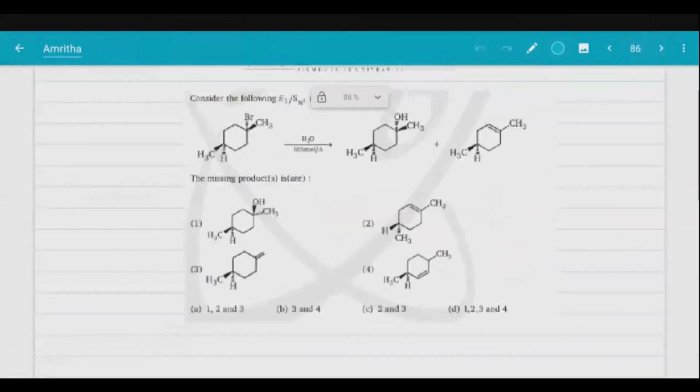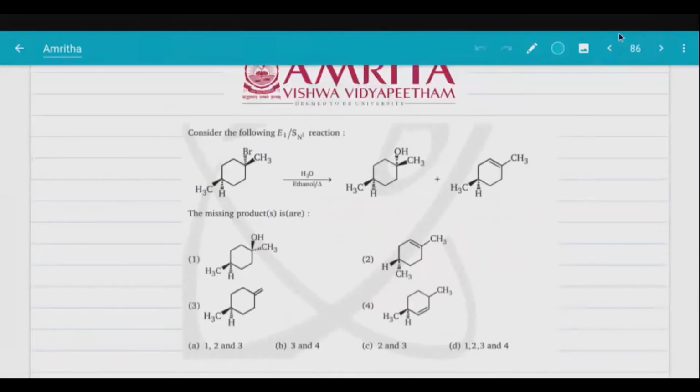See this. Now, elimination, we did questions, no? Substitution, we did questions. Now, competition between E1 and SN1. See, look at this. Br is present here, Br is down. There are some products given, so they are asking, what are the missing products here? And it is given H2O, ethanol, and competition between E1 and SN1.